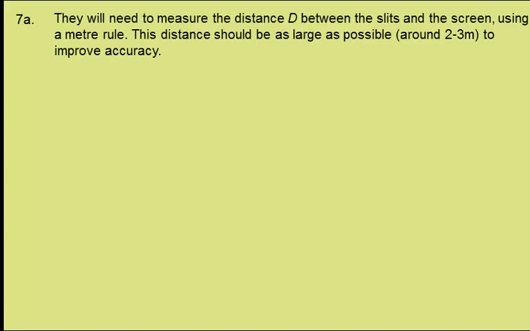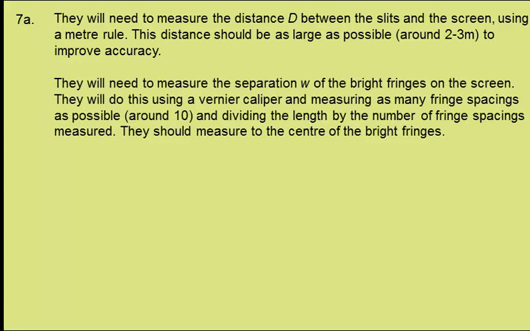Well, they will need to measure the distance d between the slits and the screen using a meter rule. This distance should be as large as possible, around 2 to 3 meters, to improve accuracy. They will need to measure the separation W of the bright fringes on the screen. They will do this using a vernier caliper, measuring as many fringe spacings as possible, around 10, dividing the length by the number of fringe spacings measured. They should measure to the center of the bright fringes.